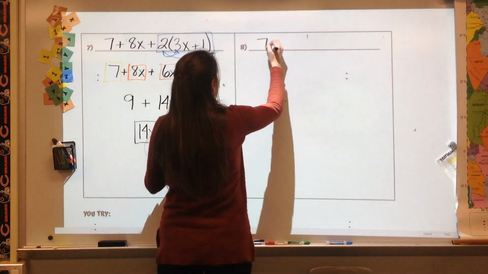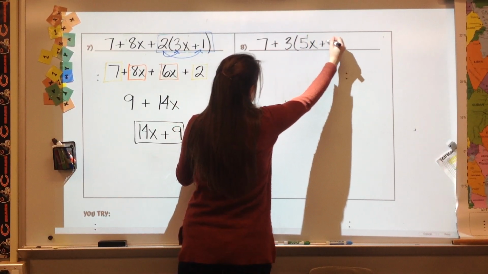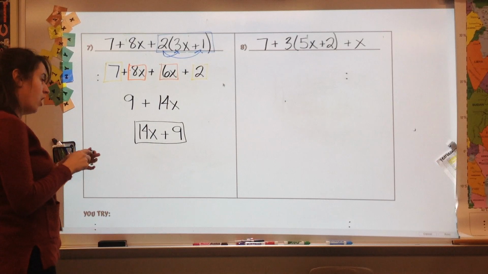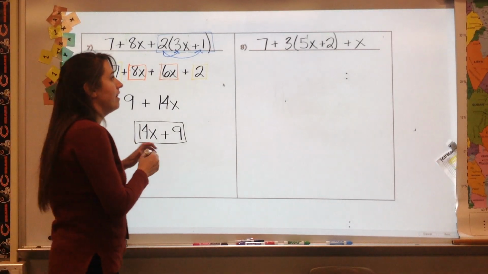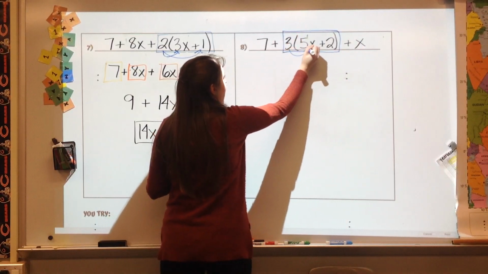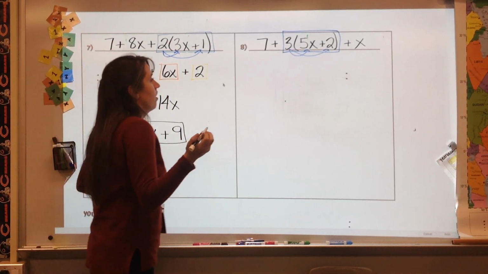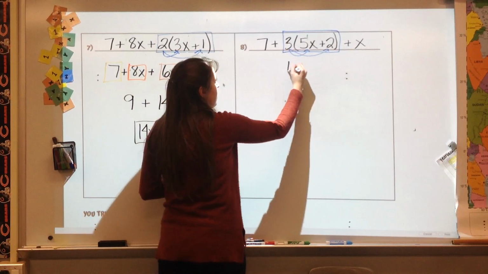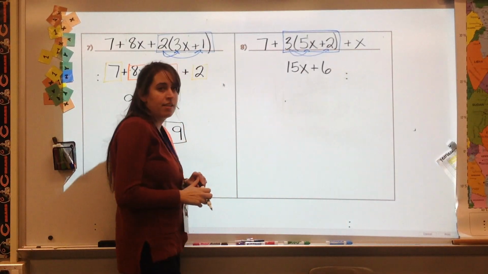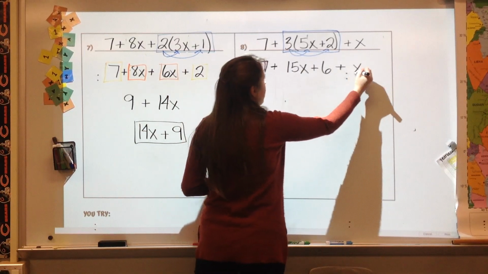Got 7 plus 3, and then in parentheses, 5x plus 2, plus x. And first question, are there parentheses? Yes, so I'm going to highlight that part in any color because that's where we need to start. And I'm going to draw my arrows from the 3 because that's the number that we need to distribute. 3 times 5x is 15x plus 3 times 2 is 6. Then we bring anything else down. Bring down the 7. Bring down the plus x.